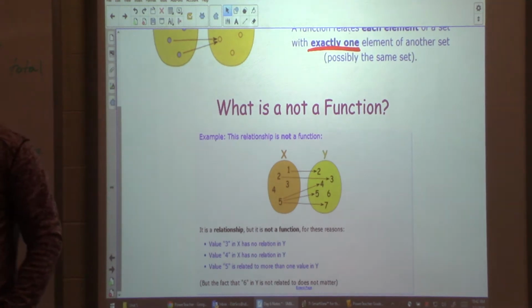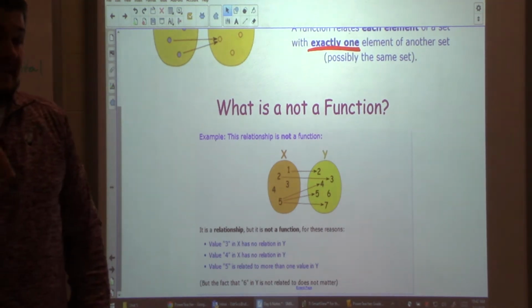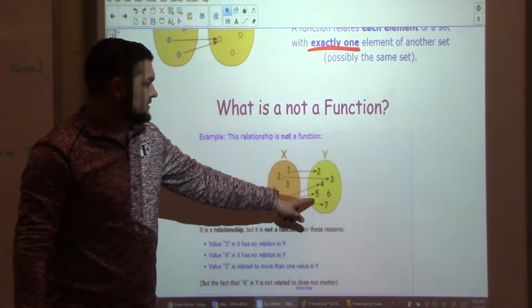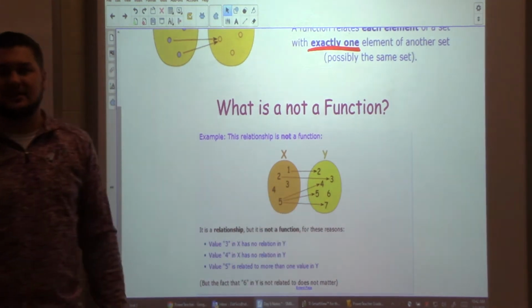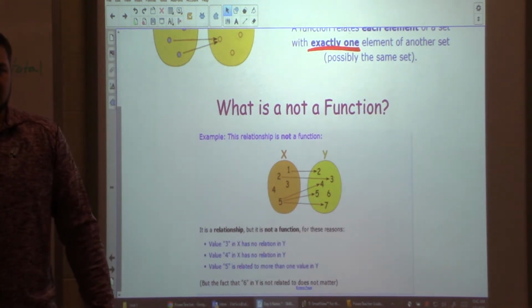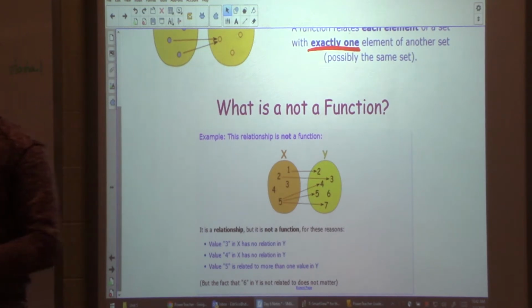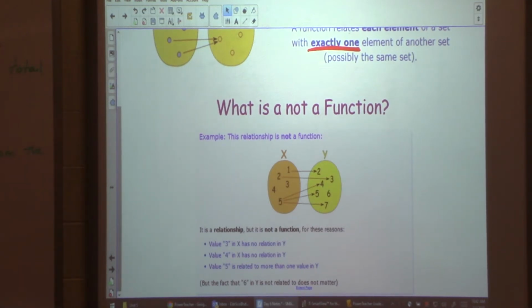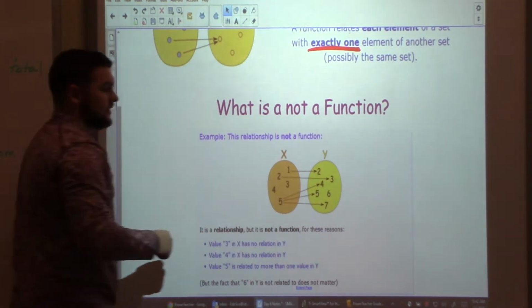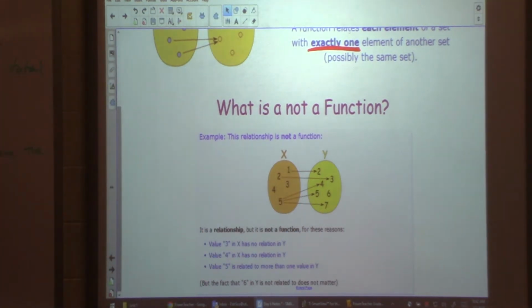That's like saying, hey, I'm going to plug 5 in for x, and sometimes I'm going to get 4, sometimes I'm going to get 5, sometimes I'm going to get 7. Does that work in a function? No, right? We don't know any function we can plug that into. So that's the big thing, is they map to exactly one other element. Okay? Cool?